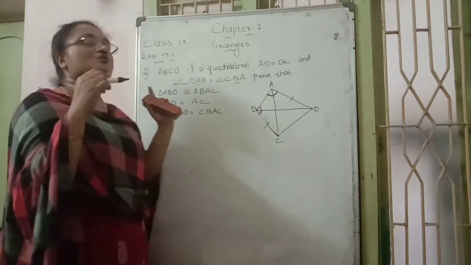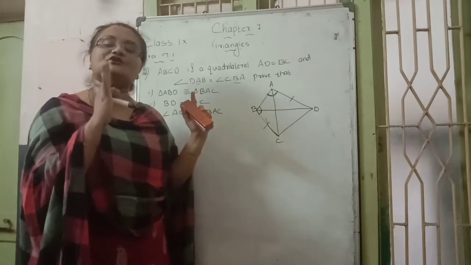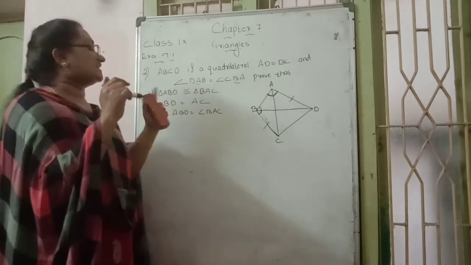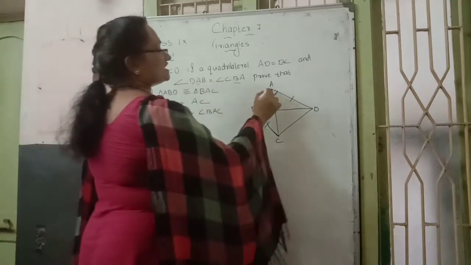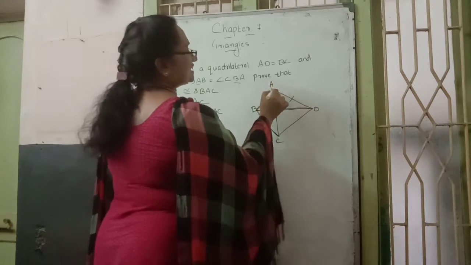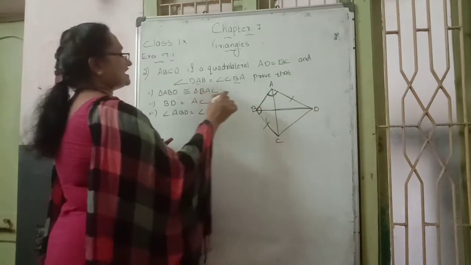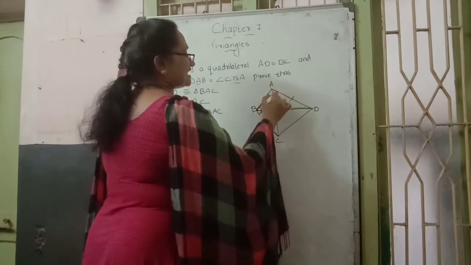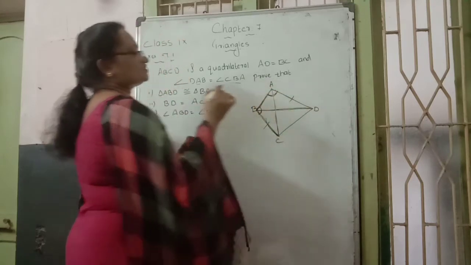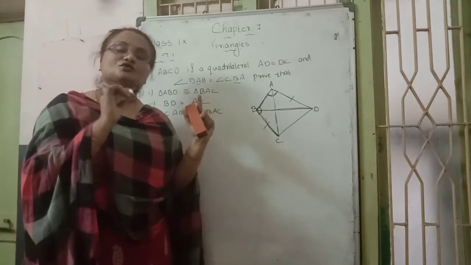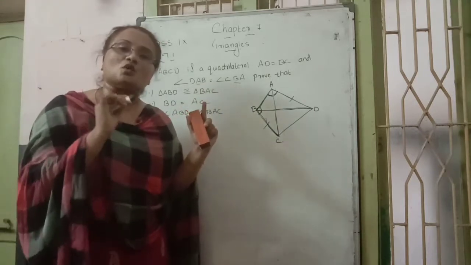What do they ask us to prove? We want to prove three cases. For the first case, which triangles are mentioned? Triangle ABD and triangle BAC. These two triangles we want to prove to be congruent.